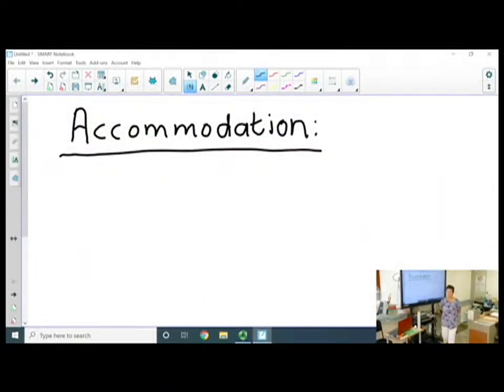Accommodation is the ability of the eye to focus on distant and near objects.